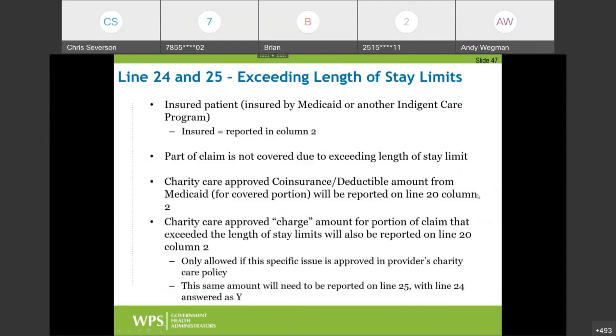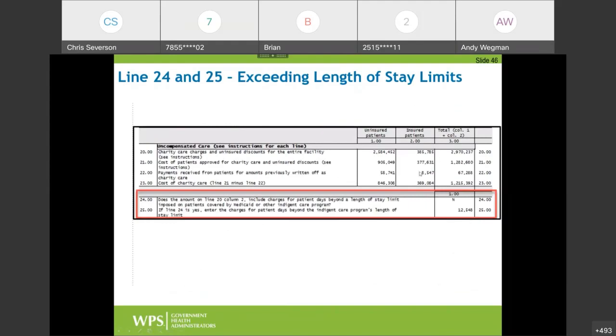And only this 12,000 out of this 385,000 is going to be subject to the cost to charge ratio. That's why this number, this line 21, is just a little bit less than line 20, whereas in most cases with line 2, they're going to be the same amount because nothing was subject to the cost to charge ratio.